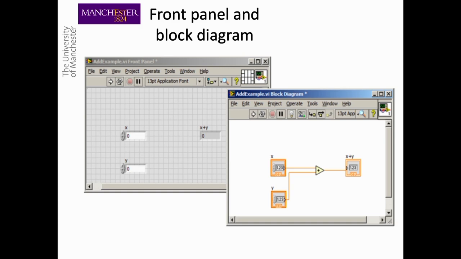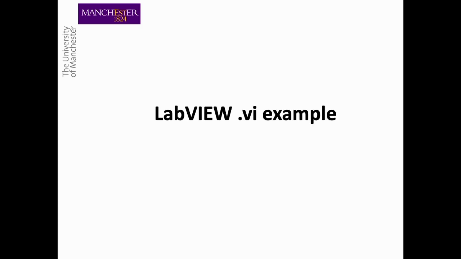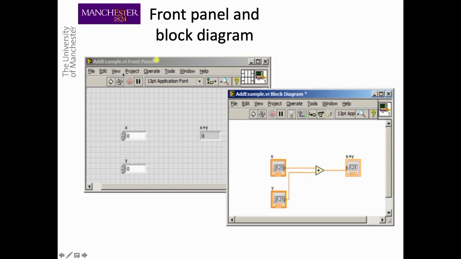Up here, a couple of the things that I should point out to you. This arrow is the run button, which runs the program. The one next to it is run continuously. I wouldn't press that one unless you've designed your program to do that. Usually you want it to run once. You may have a loop set up in there, and you don't want it to keep running over and over again.